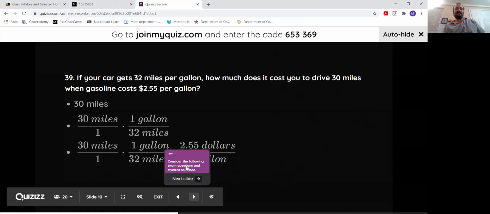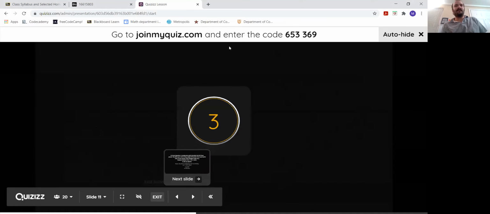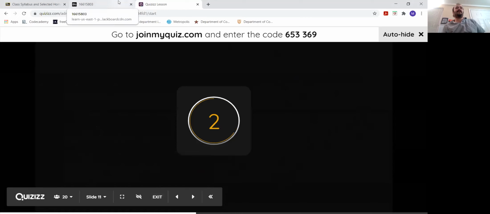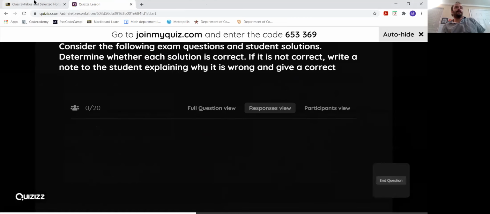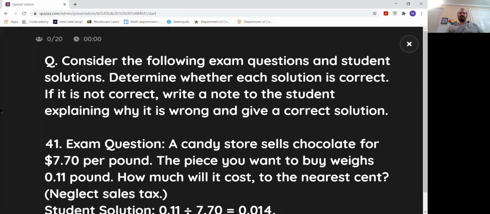Consider the following exam questions and student solutions. This is the next slide when this computer wants to finally get around to doing it. There we go. And I don't need this thing open. Maybe if I close some of this stuff, it might help a little bit. Wishful thinking, but there we go.